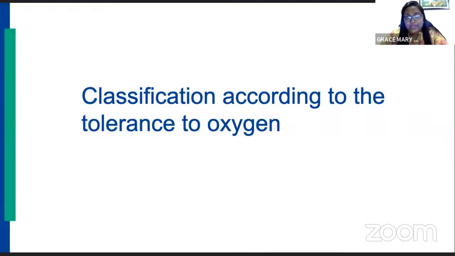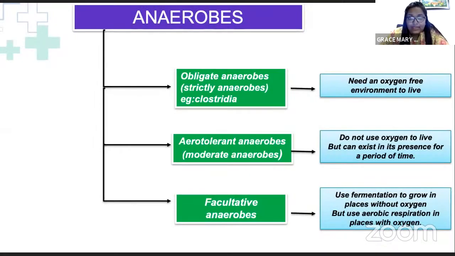Now, how do you classify anaerobic bacteria? Anaerobic bacteria can be classified based on their requirement for oxygen. That means there are obligate anaerobes, which cannot tolerate oxygen. If there is oxygen, they'll die. The best examples are the Clostridia, Clostridium difficile and Clostridium tetani. All of these cannot afford to be in an environment that is rich in oxygen. Therefore, these are called obligate anaerobes.